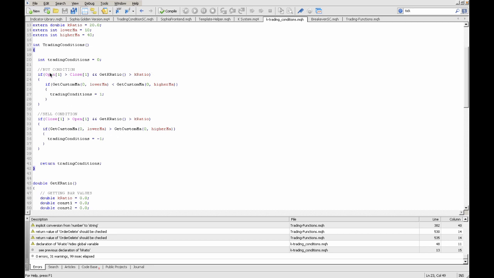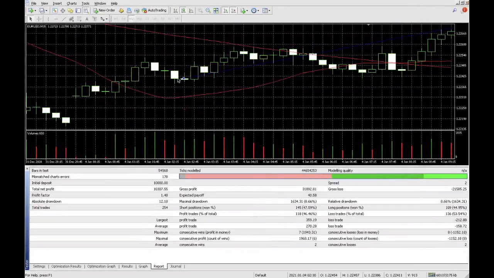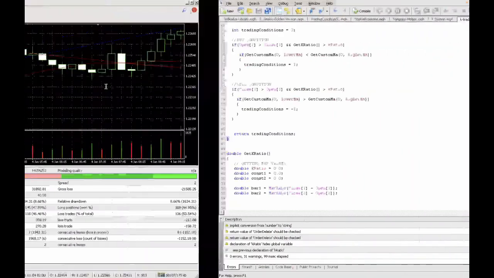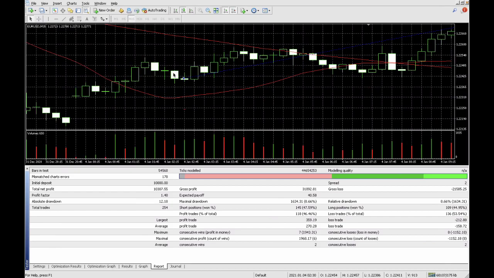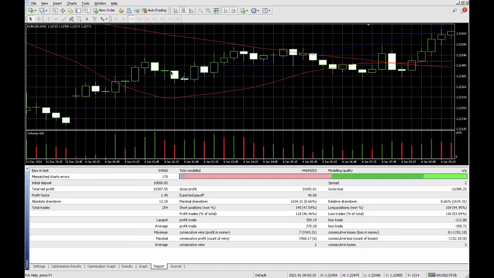Please forgive me, this is the open and the close. We need to make sure that the close is greater than the open, which signifies that this is a bullish candle. If we are going to sell, this candle has to be bullish, and if you're going to buy, this candle has to be bearish, which is what you see here.